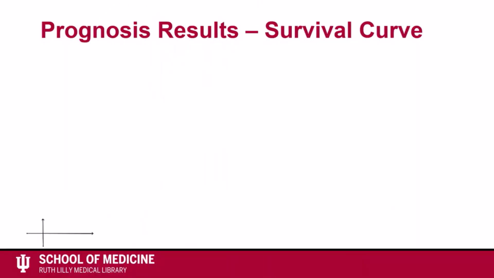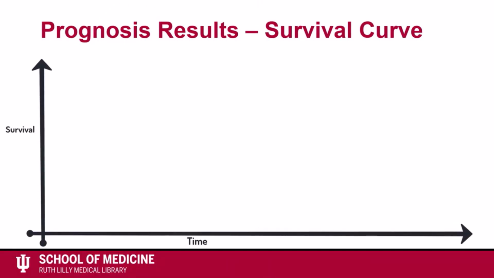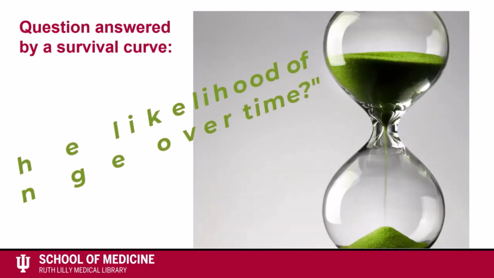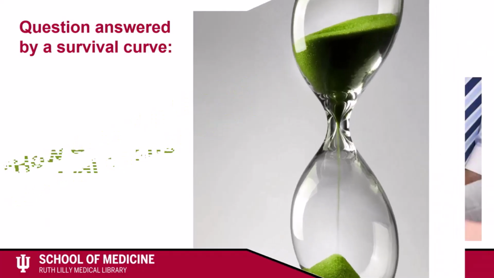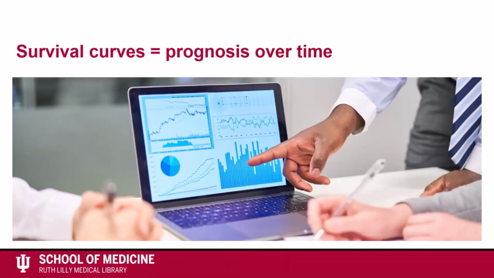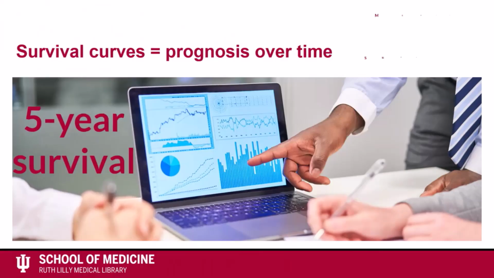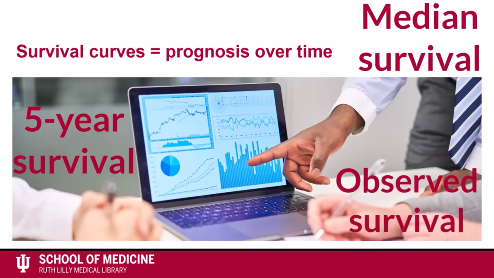To start, let's talk about the Kaplan-Meier curve, which is a visual representation of survival data. Survival curves help us understand prognosis over time and can be a helpful way of presenting prognosis results. The question answered by a survival curve is, how does the likelihood of survival change over time? As mentioned in a previous video, information like 5-year survival, median survival rate, and observed survival come from survival analysis. Often these numbers are found in survival curves, which are found in prognosis studies.